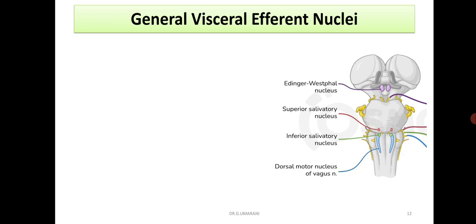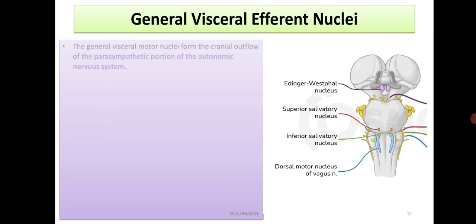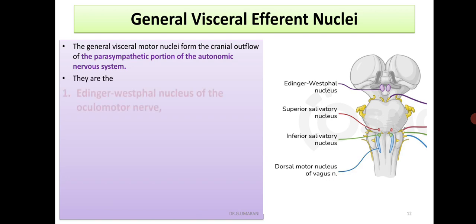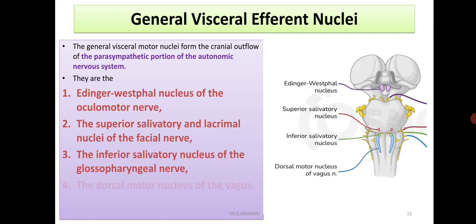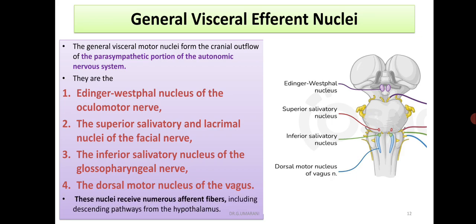The parasympathetic motor supply, that is the general visceral efferent nuclei in the brainstem, forms the cranial outflow of the parasympathetic portion of the autonomic nervous system. They are the Edinger Westphal nucleus of the oculomotor nerve, superior salivatory and lacrimal nucleus of the facial nerve, inferior salivatory nucleus of the glossopharyngeal nerve, and dorsal motor nucleus of the vagus. These nuclei receive numerous afferent fibers, including descending pathways from the hypothalamus. So these are all the functional components of the cranial nerve.